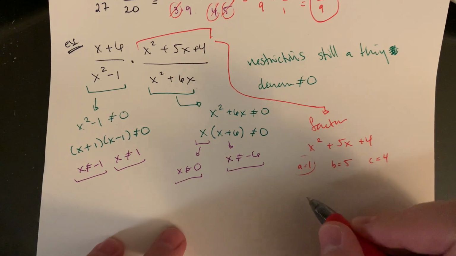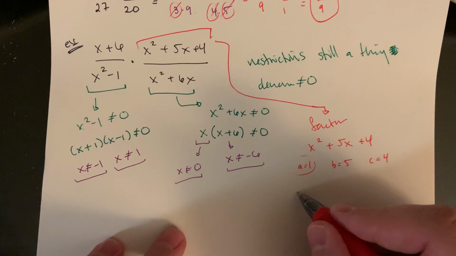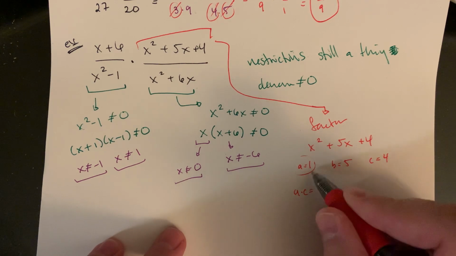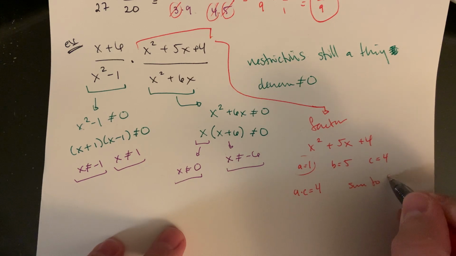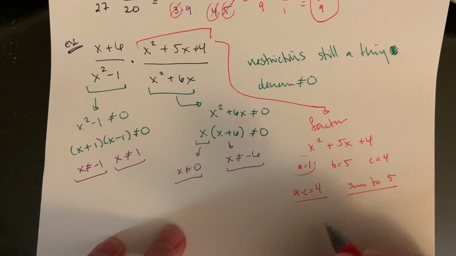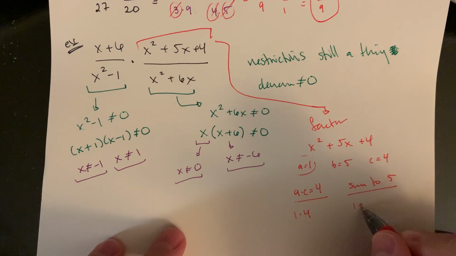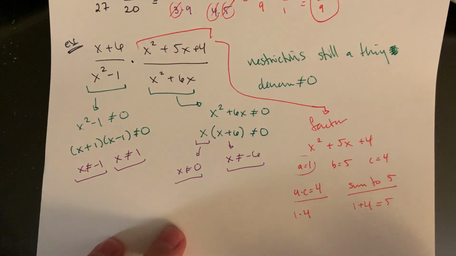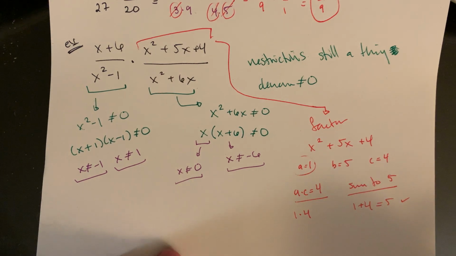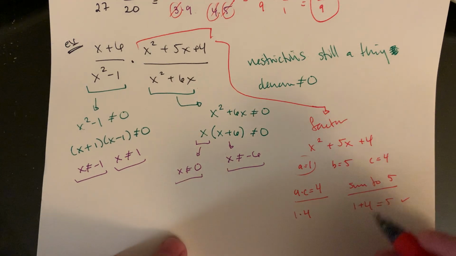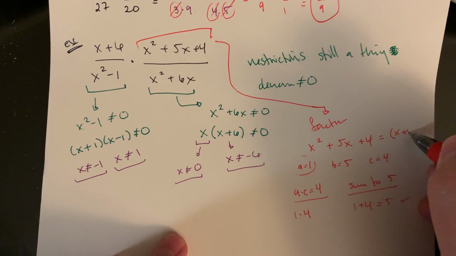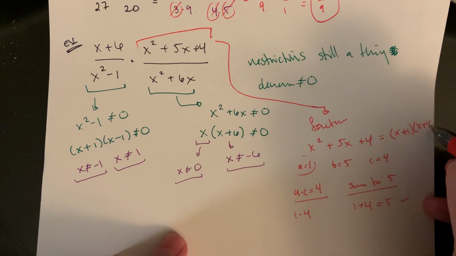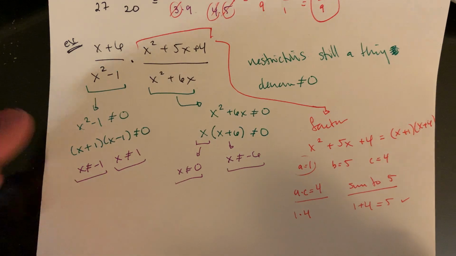So A is 1. That means I have my best case scenario. A times C, 1 times 4, is positive 4. I need to sum to 5. This one, pretty obvious, would be positive 1 and 4. Positive and positive, 1 and 4 would get us there. So that means the factoring here should be x plus 1 times x plus 4.